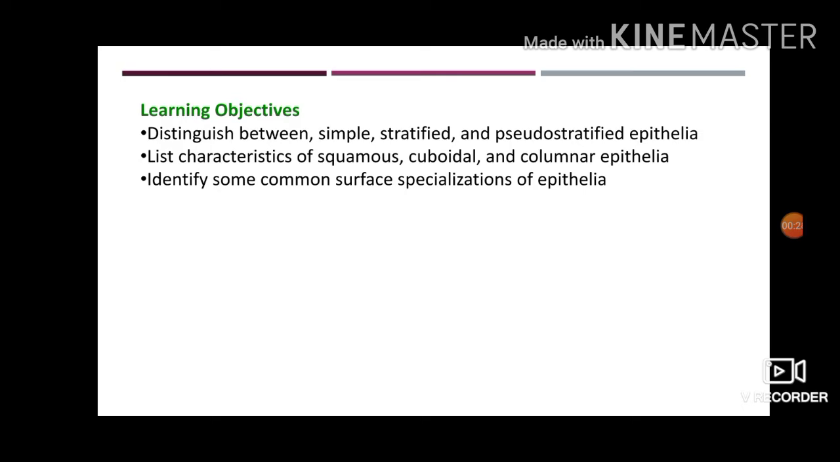This activity is to distinguish between simple, stratified, pseudo stratified, or we can say ciliated epithelium, which I discussed earlier. Different kinds of epithelia are there: the simple squamous epithelium, then simple cuboidal epithelium, columnar epithelium, ciliated epithelium. So we distinguish between all these epithelia, that is, which particular types of cells are present in these tissues.